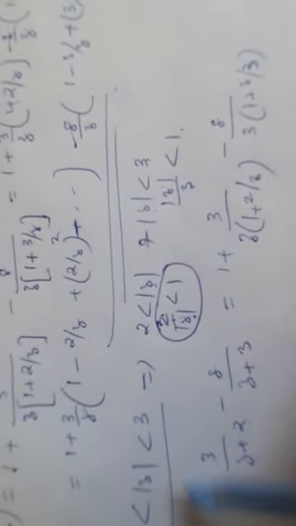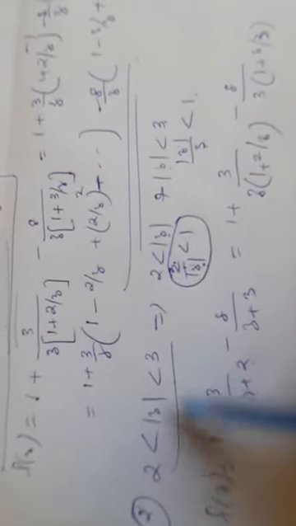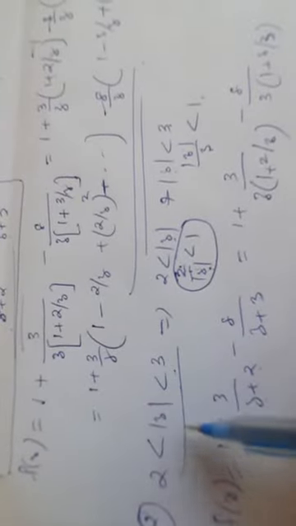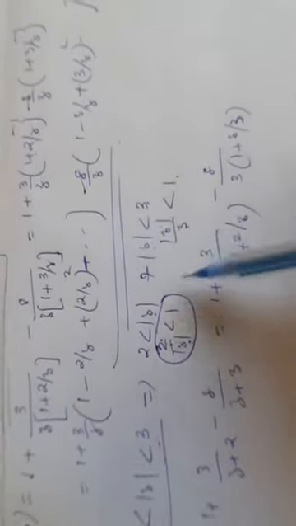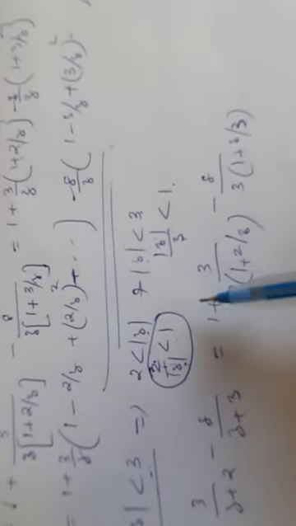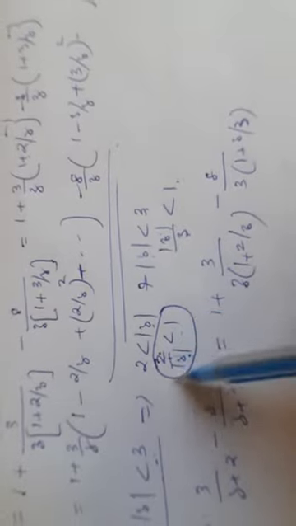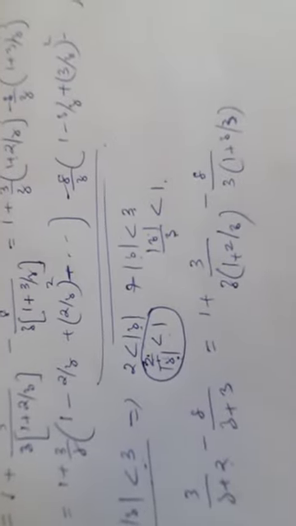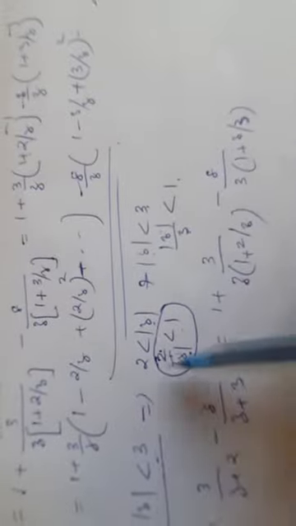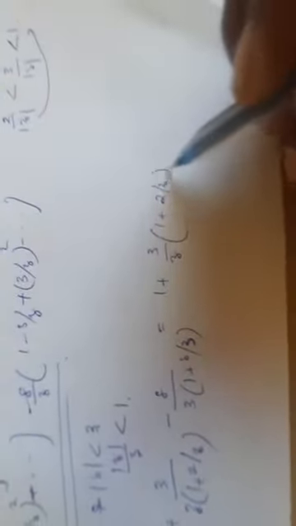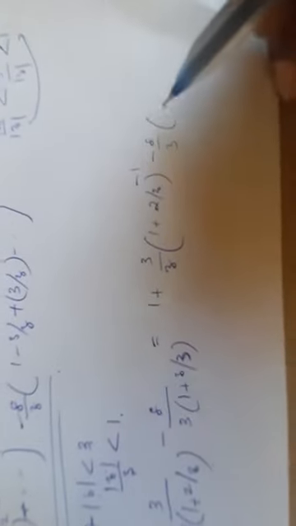Always find the region where the series expansion is valid. That is given in the question also. So from this we need to write the region in terms of a term less than 1. Less than 1 means the series will be in powers of the term on the left hand side. So we can arrange it: 1 plus 3 by z into 1 plus 2 by z the whole raised to minus 1, minus 8 by 3 into 1 plus z by 3 the whole raised to minus 1.